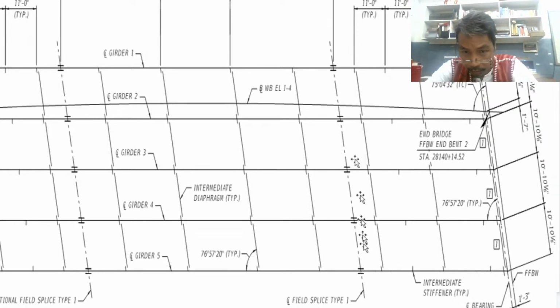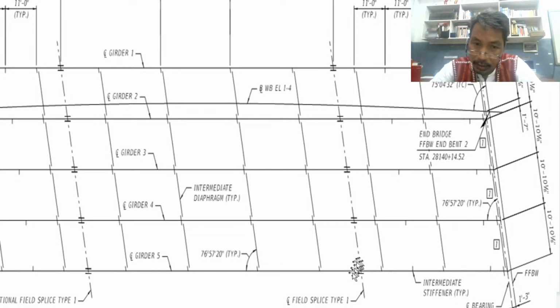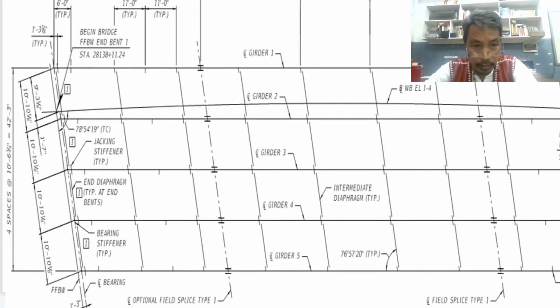And in this splicing, you can notice we have two plates. So we have splicing here like this, and we have two plates in between. So that is what we mean by this symbol. Okay, so that is the field splice type 1. Okay, so going to the other side, we have that optional field splice type 1. So we have field splice type and we have optional.